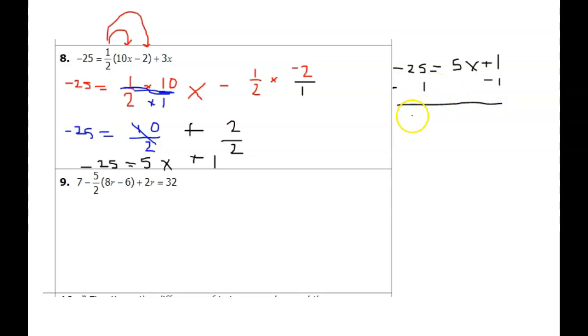And that is going to give me negative 26 equals 5x. And then I'm going to divide by 5 on both sides.